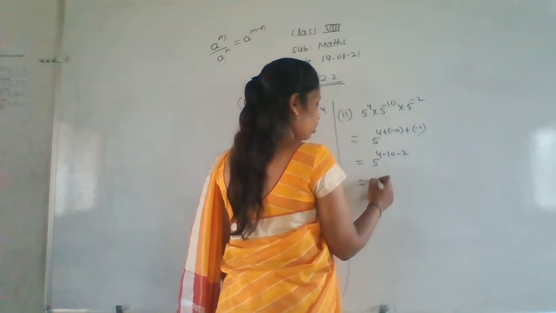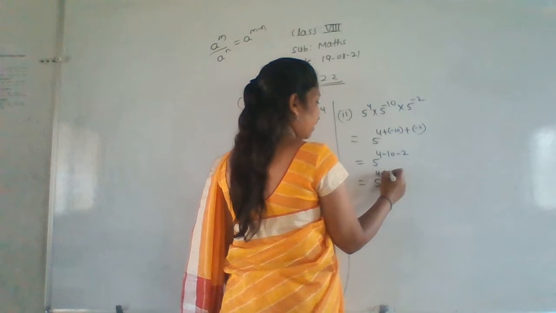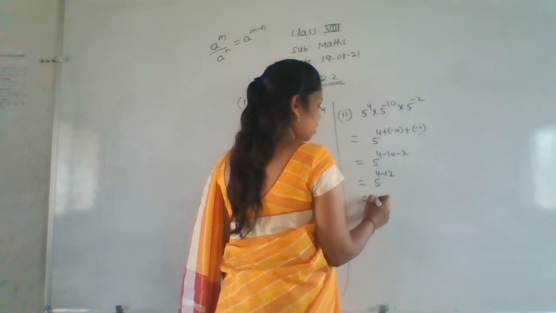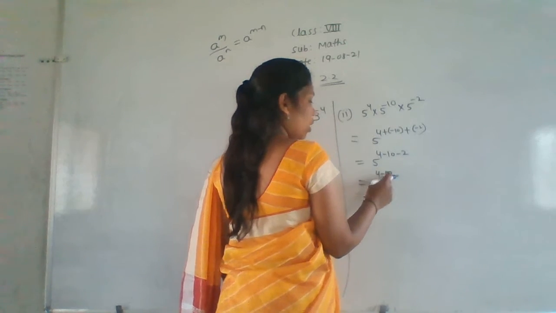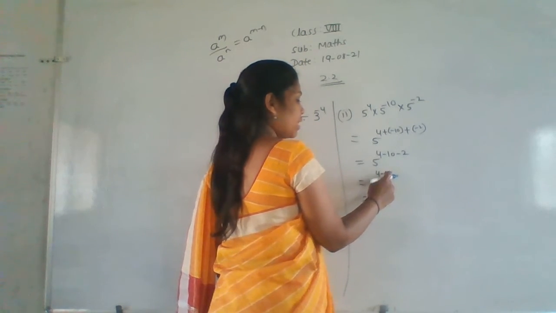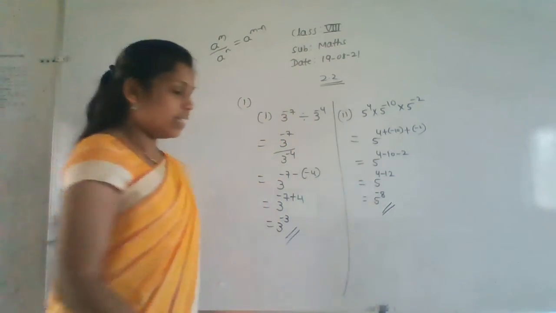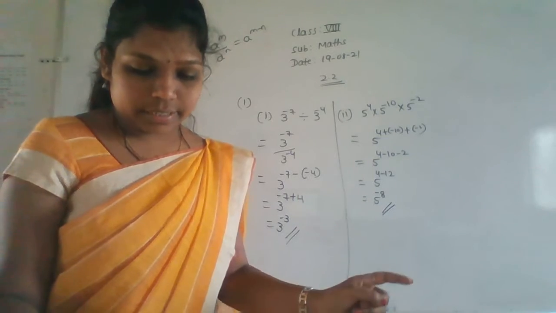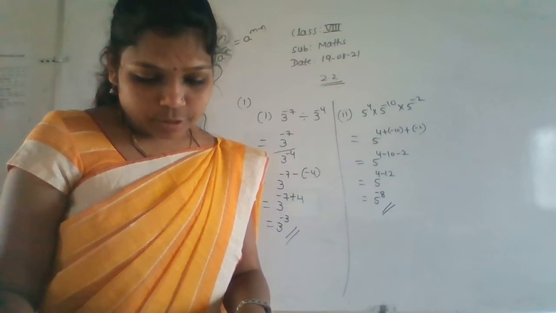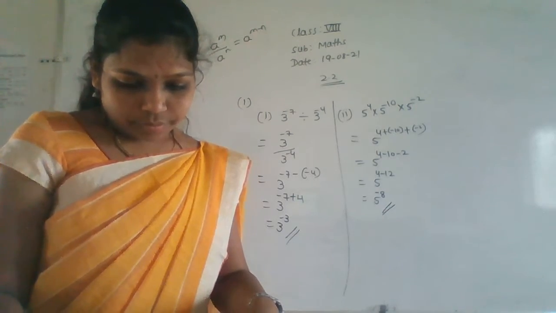Now see, do the simplification. Minus 10 minus 2 is minus 12. The next answer is plus 4 minus 12. That is a subtraction. What is the bigger number's sign? The bigger number's sign is minus. So 5 to the power minus 8 is the answer. Next we'll go for the third one.